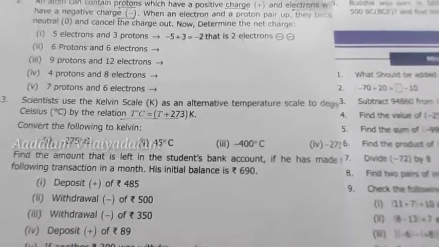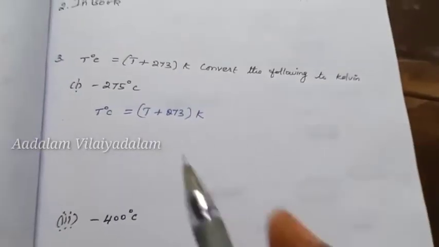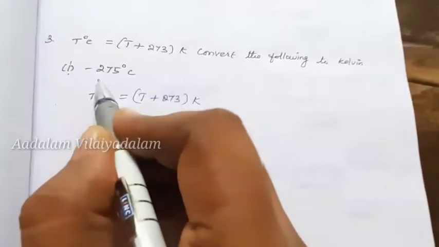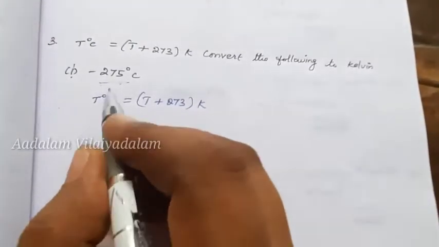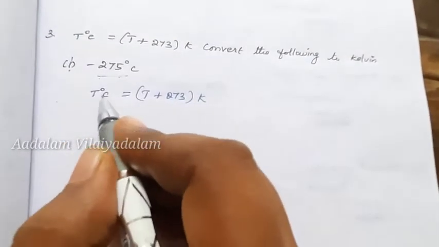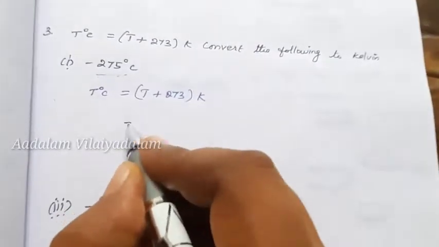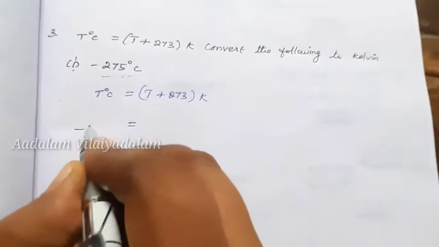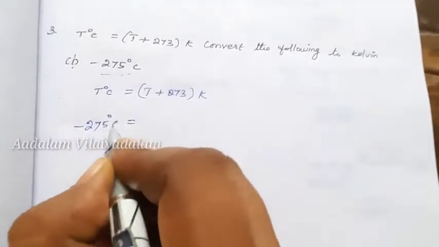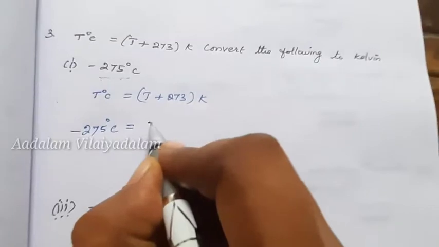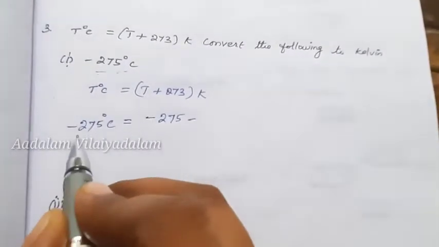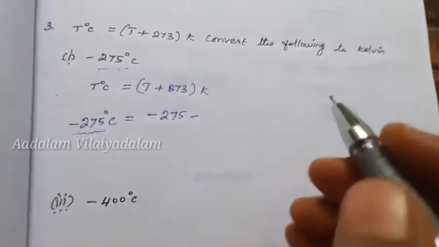So, let's go to the first subdivision. Here T degrees Celsius is given as minus 275, which means we are going to convert this degrees Celsius into Kelvin. So instead of T we can write minus 275 degrees Celsius, that is, minus 275. So instead of T I am writing minus 275.